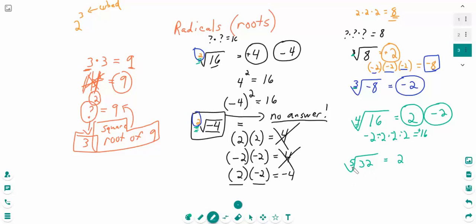5 is an odd number, so there is not a negative solution here. There is only the positive solution because it's an odd number, and that should make sense to you, because the only way we're going to end up with a negative is if we have a negative in there. If we multiply something by itself an odd number of times and that something is negative, you're always going to end up with a negative answer.